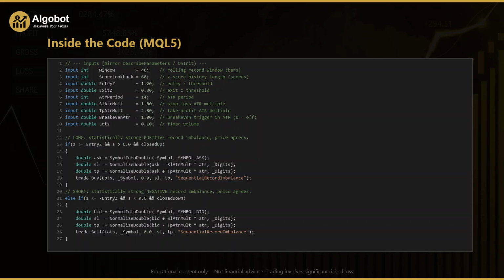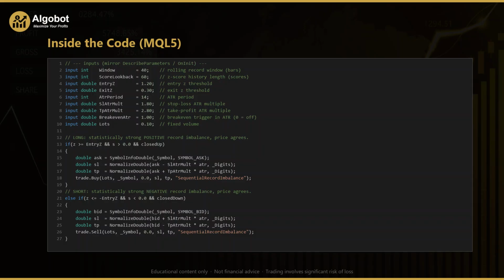The short block is the exact mirror. If Z is less than or equal to negative EntryZ, and the score is negative, and the bar closed down, it reads the bid price, places the stop 1.8 ATR above, the target 2.8 ATR below, and calls trade.sell. Notice both sides use the identical distances, just flipped in direction. That symmetry is deliberate, and it keeps the long and short behavior perfectly balanced.